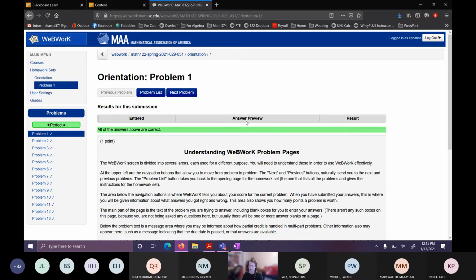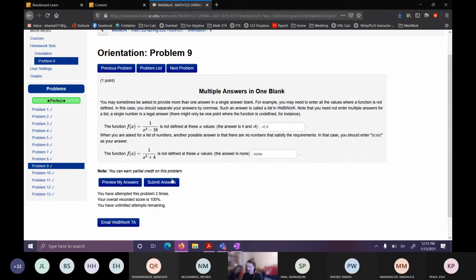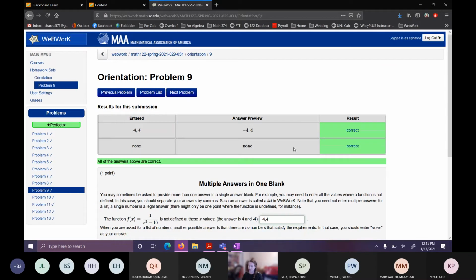This one doesn't really have anything because there was nothing to fill out. But it'll have a box up here telling you whether you got it correct or incorrect. And then, towards the back, it starts going over more of the notation. So when you submit your answers, this is what it'll look like. It'll tell you what you entered, what it's reading it as, and whether it's correct or incorrect.